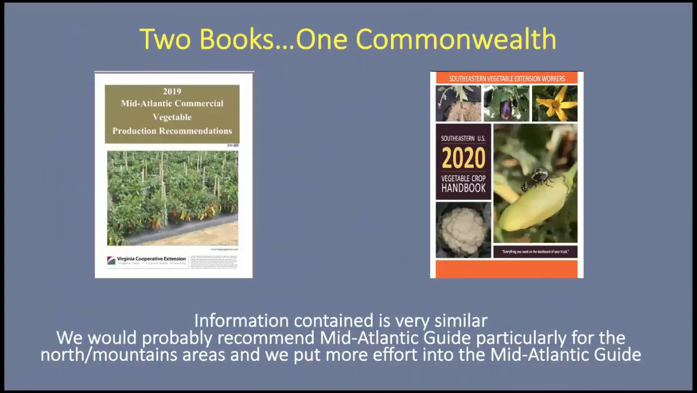So that's pretty much the specific diseases I had today. I did want to end with a couple of resources. We have two commercial vegetable production guides in Virginia. We have the Mid-Atlantic guide, and we have the Southeastern vegetable guide. We are involved with both. We're the only state that's involved with both. The information contained within these guides is very similar. However, it is presented in a different manner. So be very cognizant if you're using one and jump to the other.